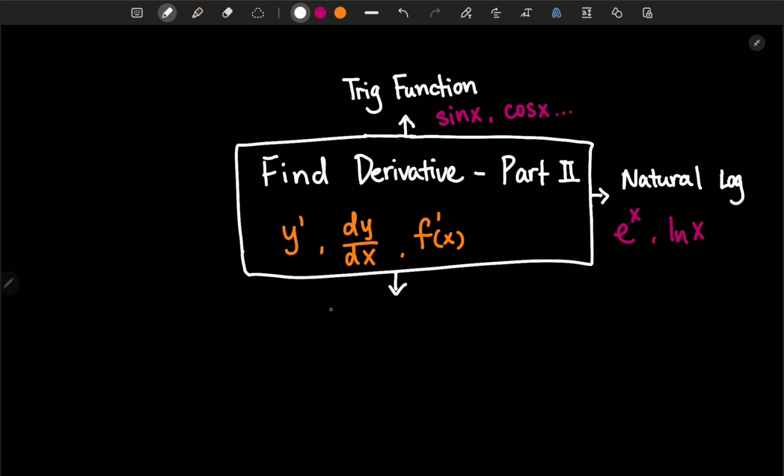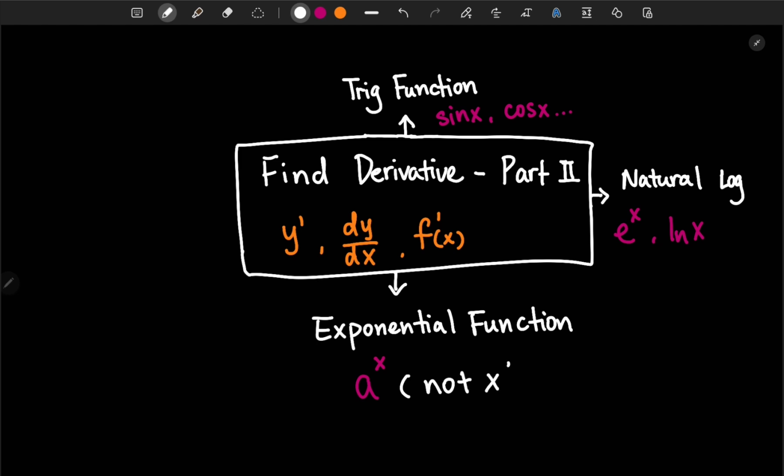And the third part we're going to learn is the exponential functions. And this type of function often has a format of a to the x. Well, you might think we already learned this format. So we want to be careful here because this is not x to the a's power. For x to the a's power, we can use the power rule. But for the exponential function, we'll use a different rule for this type of function.